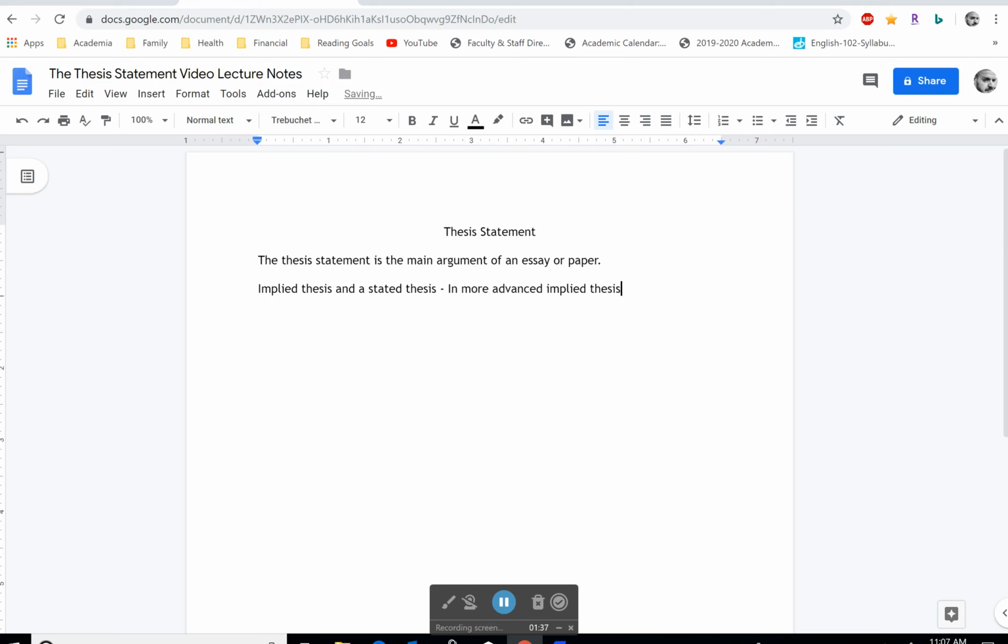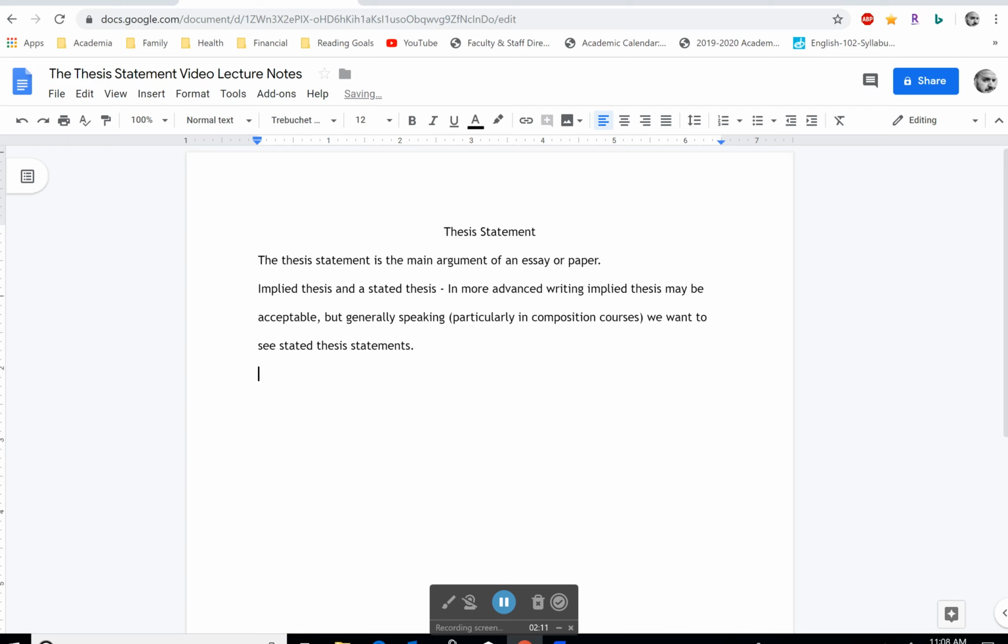In more advanced writing, implied theses may be acceptable, but generally speaking, particularly in composition courses, we want to see stated thesis statements.